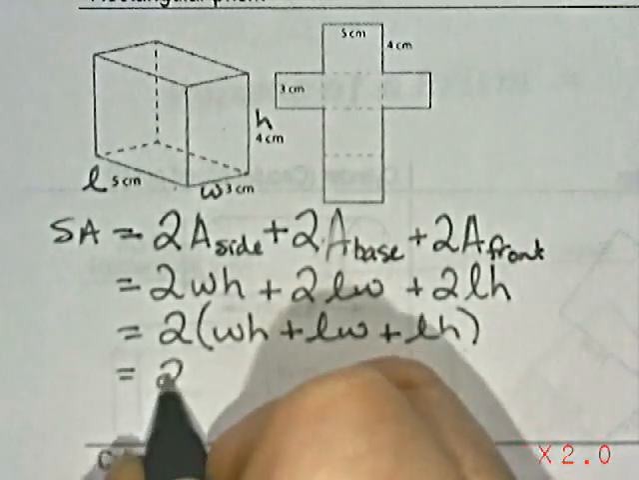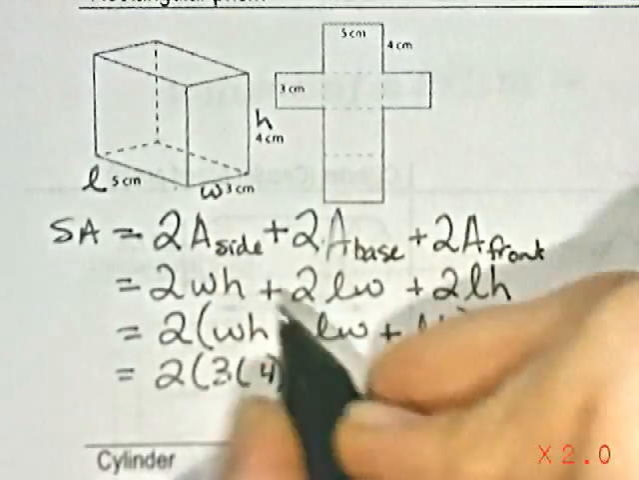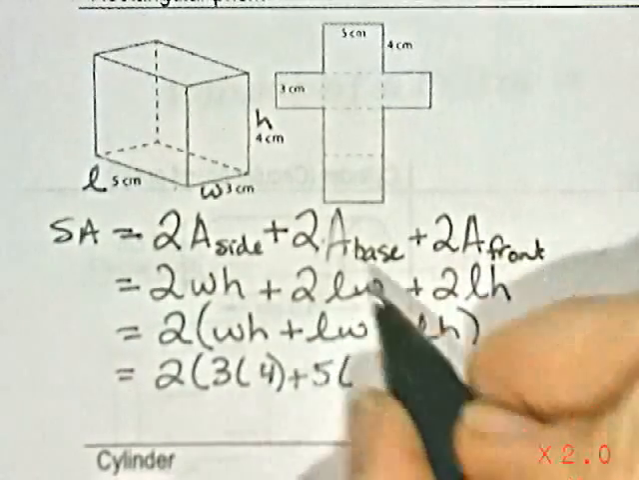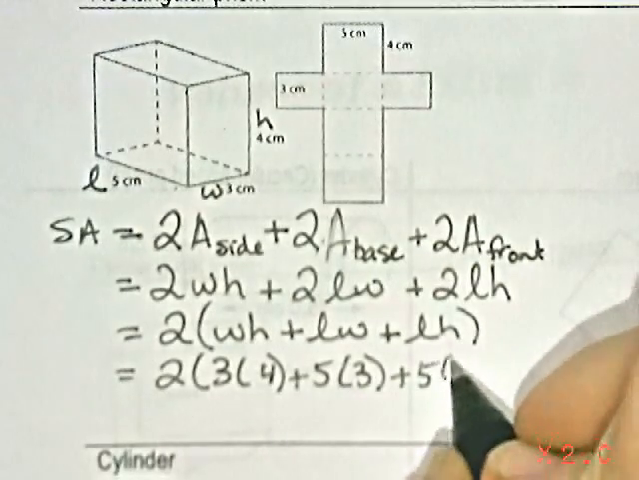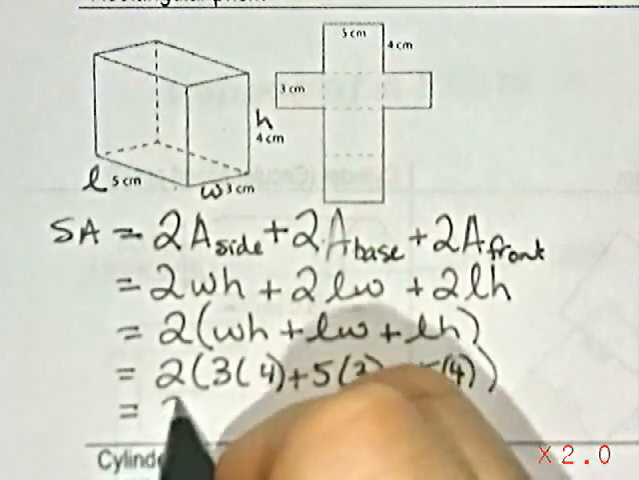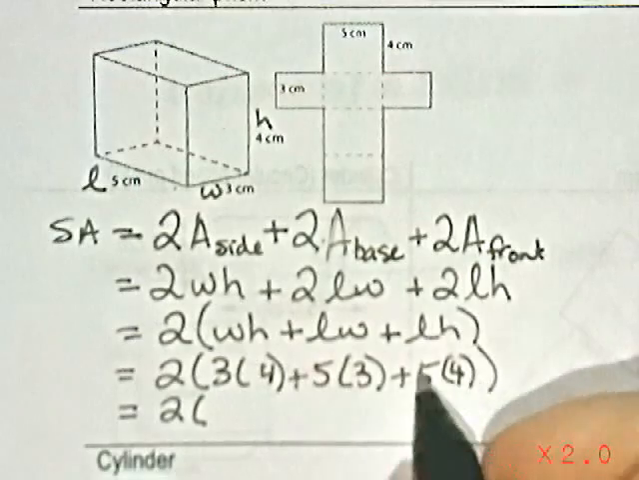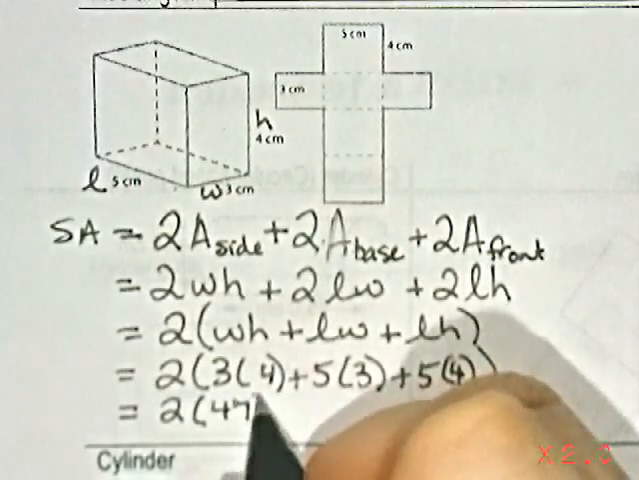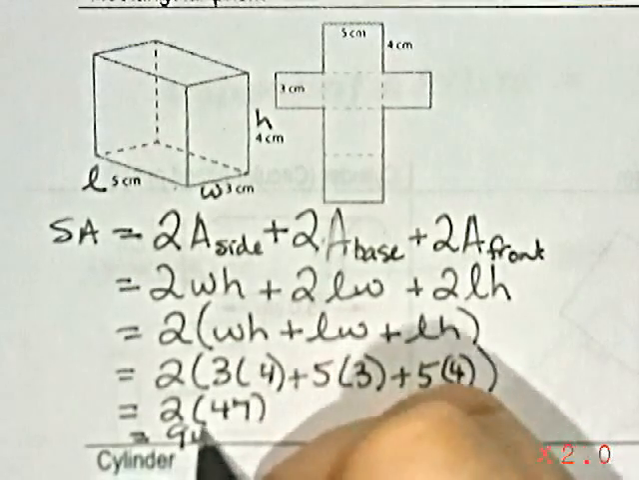And if we put our numbers in here, our width is our 3, our height is our 4, plus the length being a 5 and the width being a 3, plus the length being a 5 again and then a 4. And if we do all of those calculations, our 12 plus our 15 plus our 20 comes to 47. And so we finally get double 47, which would be 94.